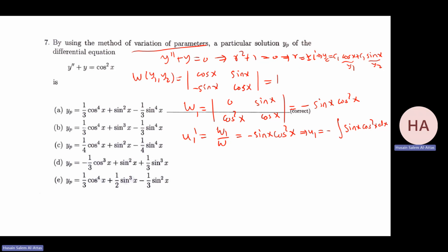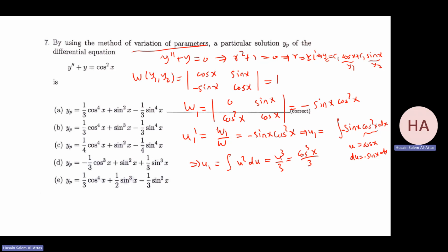Okay. How to do this integral? Very clear. I'll take this as u, but the minus inside, I think, is better. So if I let u = cosine x, du will be minus sine x dx. So I have u1 equal to the integral of u squared du, which is u cubed over 3, which is cosine cubed over 3.